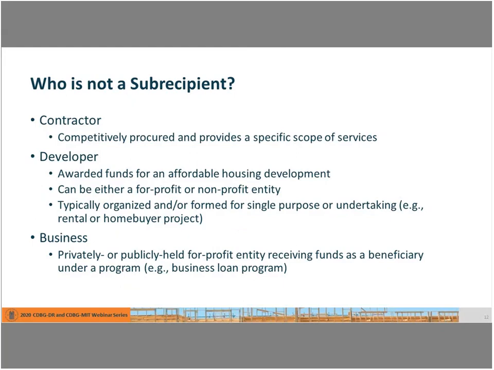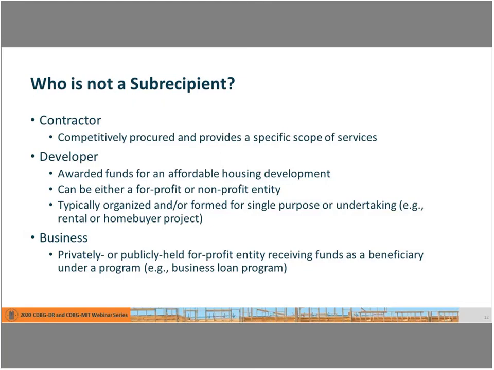So let's draw the distinction between a subrecipient and a contractor or a vendor. So a subrecipient, again, is a nonprofit or public agency that's carrying out a program on behalf of the lead agency grantee of CDBG-DR funds. A contractor is competitively procured following 2 CFR 200 or state procurement, whichever may be applicable if you're a state. And they are selected vis-a-vis a competitive process.